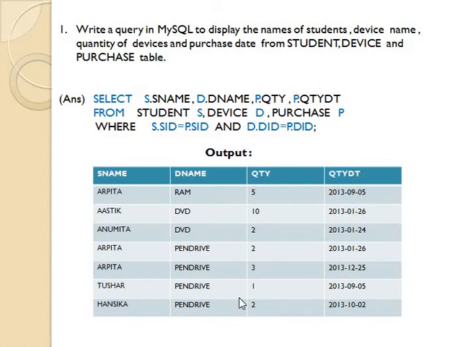So in the output table we can see that other than the student named Arpita, the student Astik has purchased the device DVD. The student Anumita has also purchased the device DVD. Again, the student Tushar has purchased a different device, that is pen drive. And the student Hansika has also purchased the device called pen drive. And the entries in these tables have been found using the joining condition in the where clause of this query.